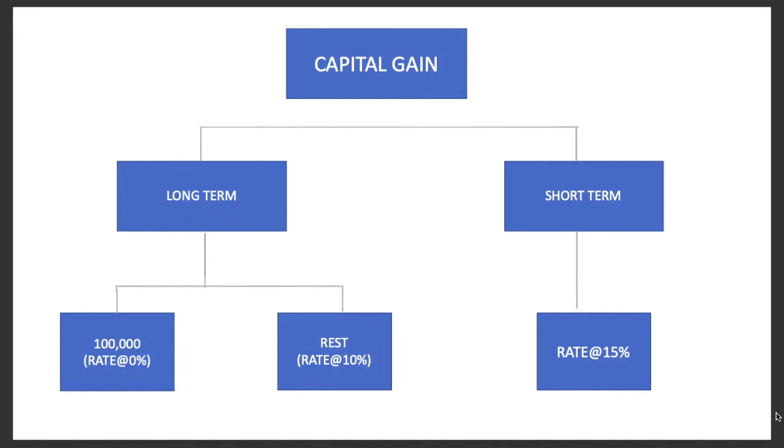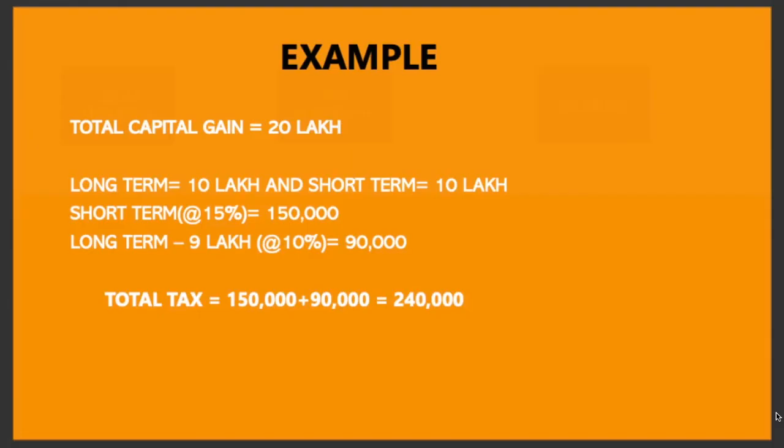Also, if you have a loss from capital gain, it can always be set off up to 8 years with certain limitations. This is important, so check when and how you can set off your losses. All right. Let's take an example. Let's say you have 20 lakhs as your gross capital gain, where 10 lakhs was from long-term capital gain and the other 10 lakhs was from short-term capital gain.